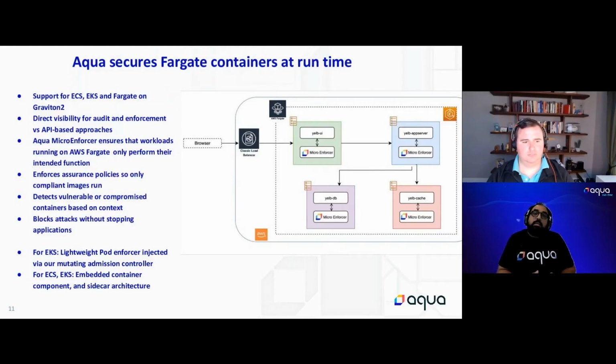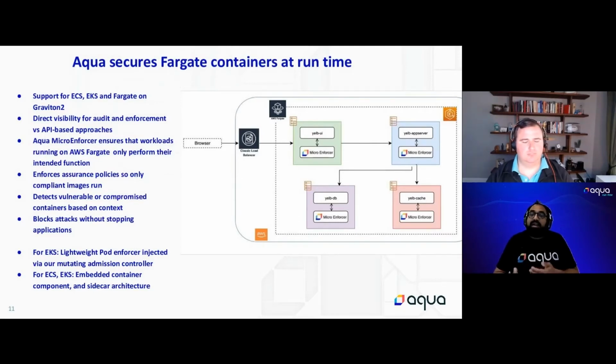With Aqua, we can do that runtime protection for a host of different environments. But in this specific case for Fargate, we have a dedicated enforcer deployed in your production environment with your running workloads, called the micro enforcer. It runs side by side with your running containers and ensures that the runtime policies you've set up are followed, so it's only doing what it's supposed to do and nothing else. This micro enforcer can run either as a sidecar, or be embedded as part of your application, so whenever the container is launched, the micro enforcer is launched with it.